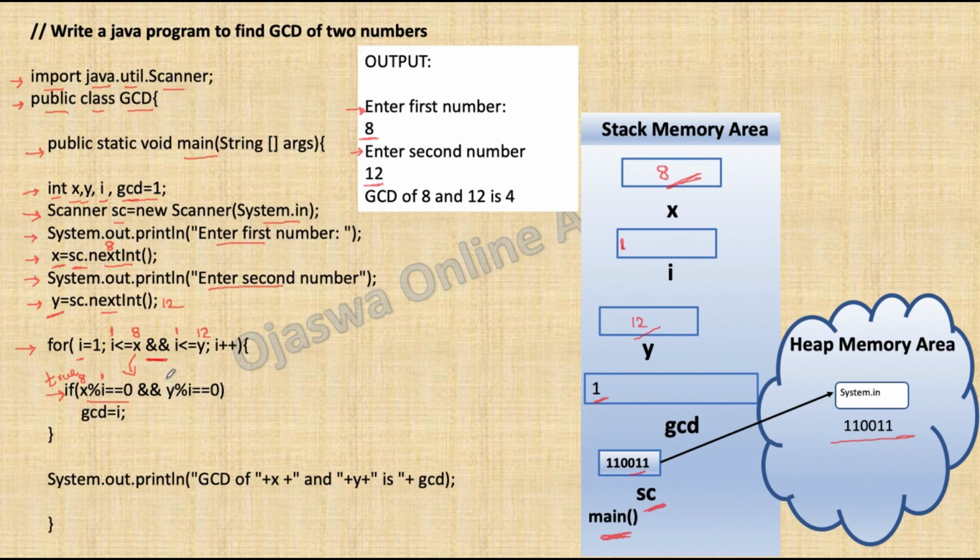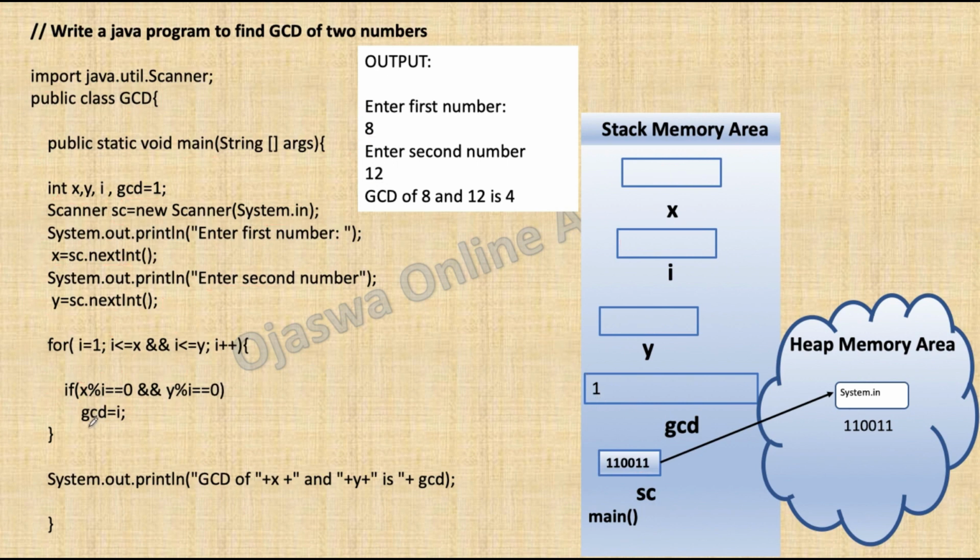Value of y is 12. Value of i is 1. When 12 is divided by 1, the remainder is 0. So 0 equal to 0. Again, the second condition is true. And only when both the conditions are true, the control will come inside the if block. So control of execution comes inside the if block and the statement inside the if block is executed. That is gcd equal to i. So what is the value of i? It is 1. And gcd is assigned the value of i, that is 1. Hence, the value of gcd is 1.